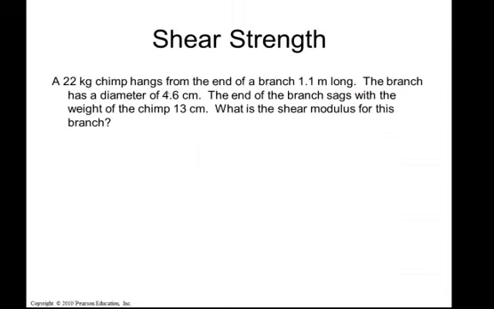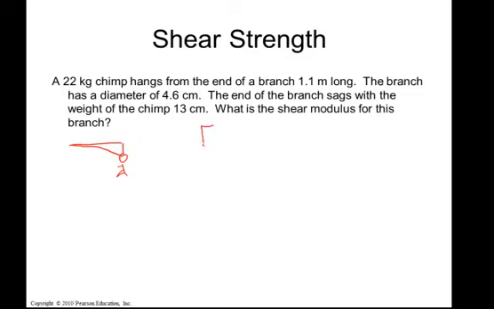In this case, I'm going to be measuring that shear strength, and I have a 22 kilogram chimp hanging from the edge of a branch. So I have a branch here, and then I have my chimp that's hanging on that branch. And the branch has a diameter of 4.6. The end of the branch is going to sag with the weight of the chimp. So by the time the chimp hangs on this, it's going to stretch. And it says it sags with the weight of the chimp by 13 centimeters. And I want to know the shear modulus for this branch.